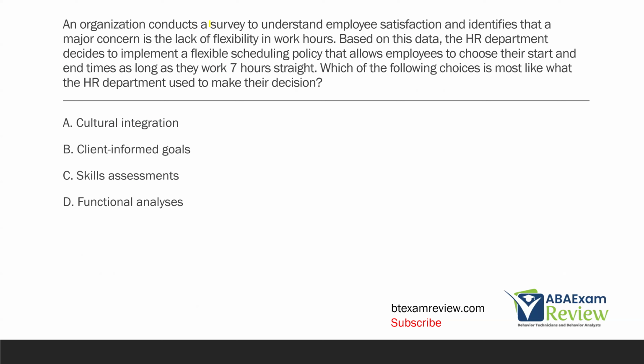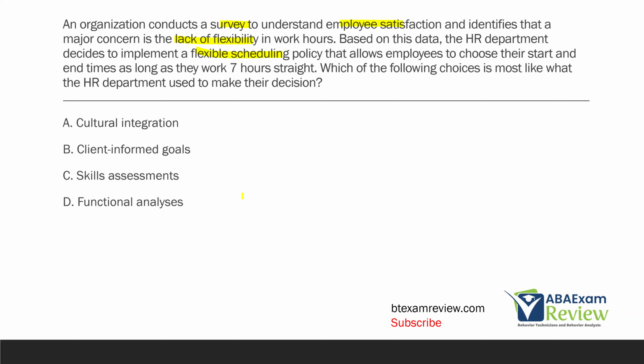Well, we know they conducted a survey on employee satisfaction, and they found a lack of flexibility in work hours is a problem. Based on that finding, the department implemented this flexible policy for the employees. Basically, HR took what the employee said and made it a goal or a new policy to better serve their employees. So how does that reflect on what we do in ABA? Is this the decision by HR based on cultural integration, client-informed goals, skill assessments, or functional analyses?